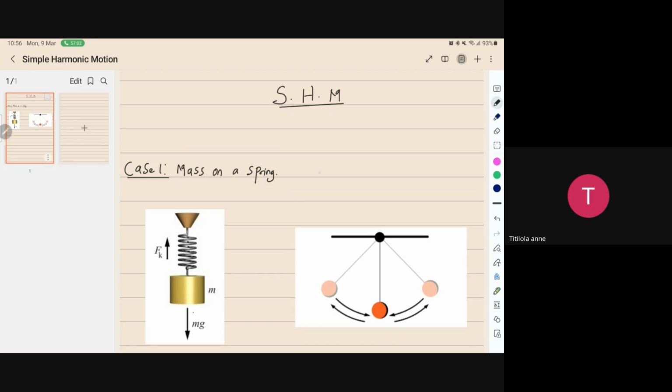Now, the next one is your case two. So case two is your simple pendulum.